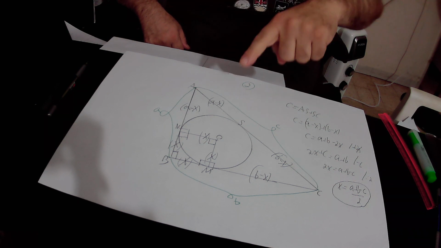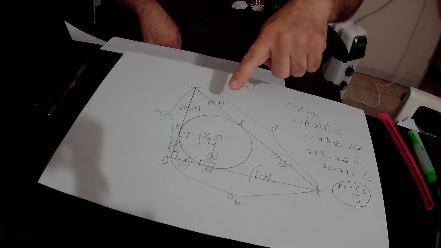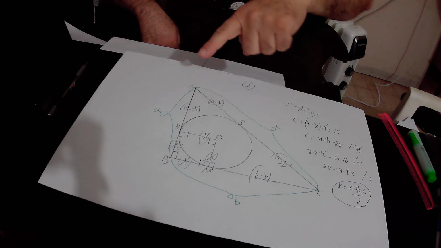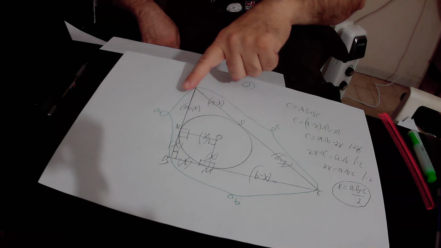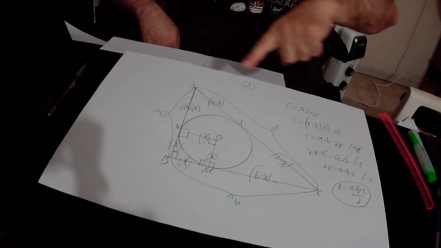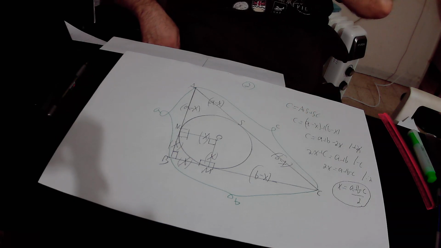So the radius of this circle is x. We need to express the radius of this circle only by the side lengths of this right triangle, triangle ABC. Side AB of this triangle equals A units in itself, side BC equals B units in itself, and the length of the hypotenuse of the right triangle ABC, AC, equals C units in itself.